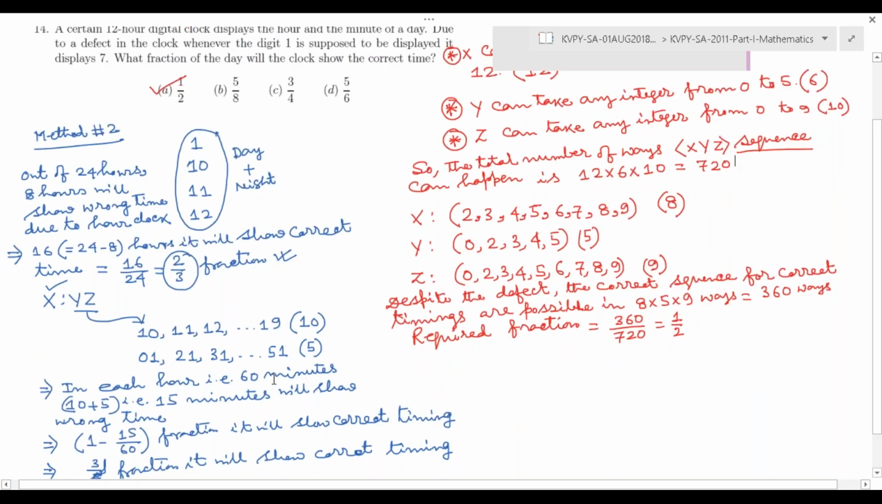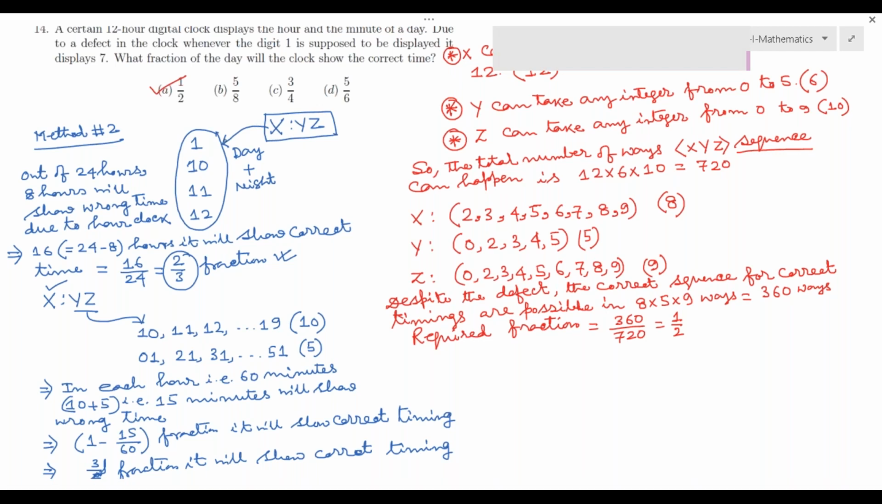Think about the hour hand here. If I represent, let me use a different color. Just give me a moment. If you look here, it is the same digital clock representation, x, then y z. You see that x can go wrong for any of these values. Hour is 1 or 10 or 11 or 12. It can go wrong, and it can happen both day and night. That means a total of 8 hours it will show wrong time due to the hour clock, isn't it?